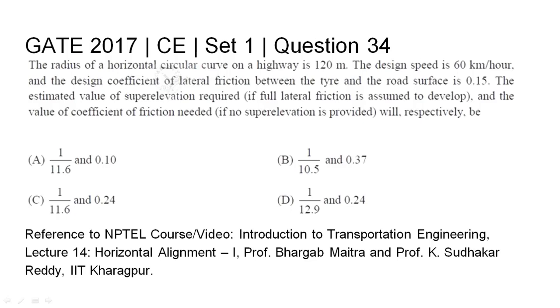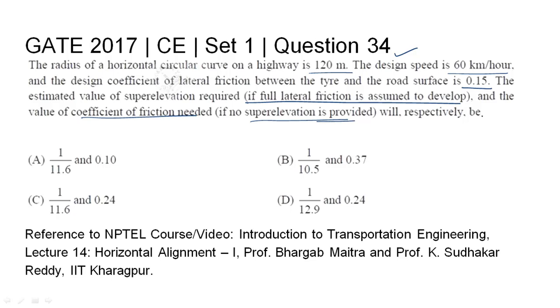GATE 2017 Civil Engineering Set 1 Question 34. The radius of a horizontal circular curve on a highway is 120 meters. The design speed is 60 km per hour and the design coefficient of lateral friction between the tire and the road surface is 0.15. The estimated value of super elevation required if full lateral friction is assumed to develop and the value of coefficient of friction needed if no super elevation is provided will respectively be.